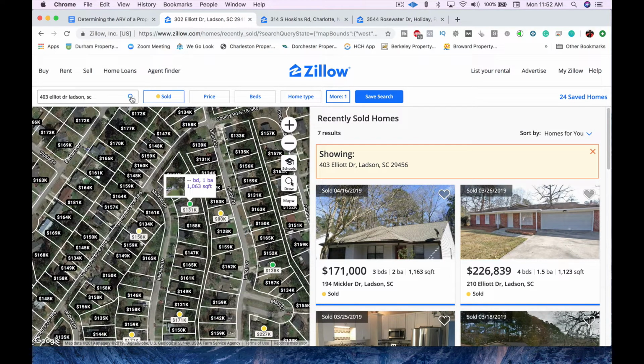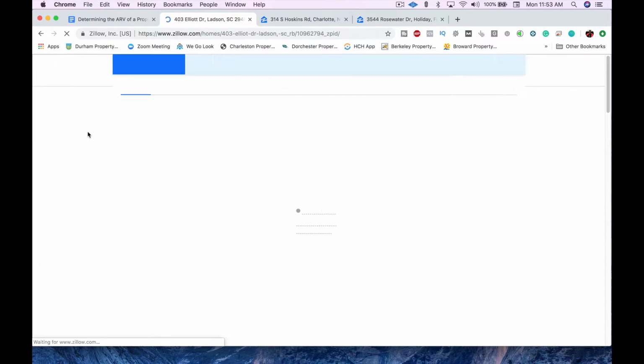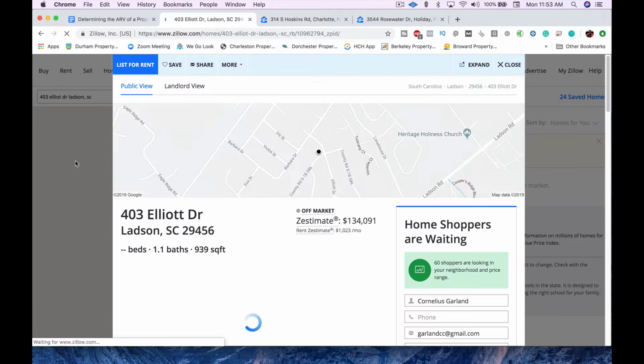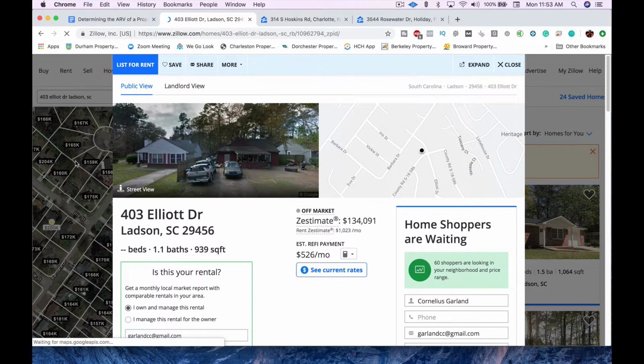This first example I'm using right here is an area in Charleston. The suburb is actually Ladson, South Carolina. And this is one of these median price range type areas where the ARV is around 145, 150. I know off the top of my head, if that's the case, my cash offer to the seller will be around 60 to 70K.